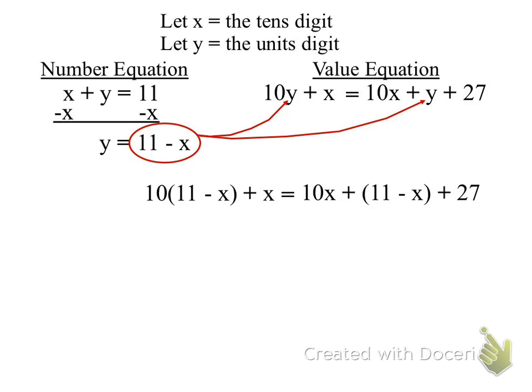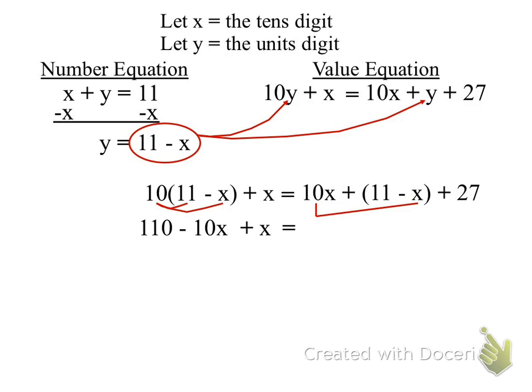Peyton? Okay, and we get? 10 times 11 is? 110. And 10 minus x is? Minus 10x. Yep, plus x. And then we just write everything else down.